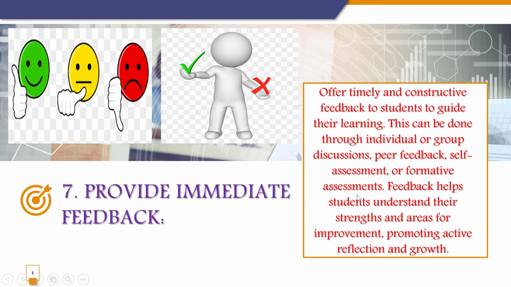And you must know that all of these are forms of assessment. We have holistic feedback about the whole class, we have self-assessment, we have peer assessment, and there are formative assessments and summative assessments, and there are many kinds of assessments every teacher must be aware of. So feedback helps students understand their strengths and areas for improvement, promoting active reflection and growth. It helps them improve. If they have any problems, they can work very hard to correct their mistakes. So there must be feedback, and the feedback must be immediate, by the end of the class, for example.